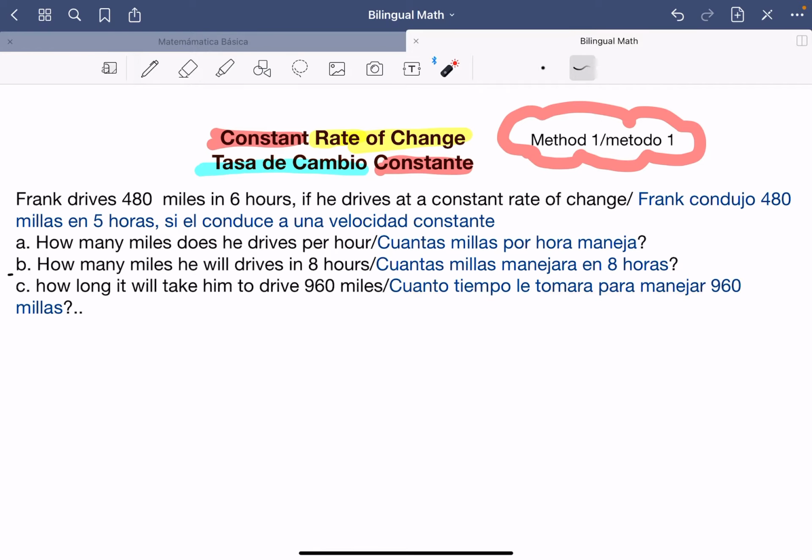Okay, I'm going to do it with a table right here. I'm going to use a table, okay? Remember, I'm not using proportion. I will use proportion in a second video, okay? So I'm going to use a table.